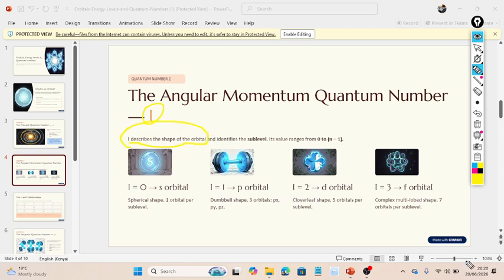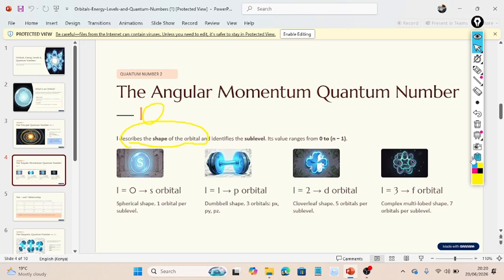I don't know if you can see. Maybe let me just zoom this a little bit. Yeah, I think that one is much better.